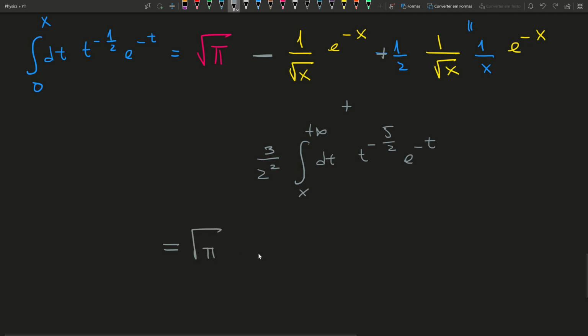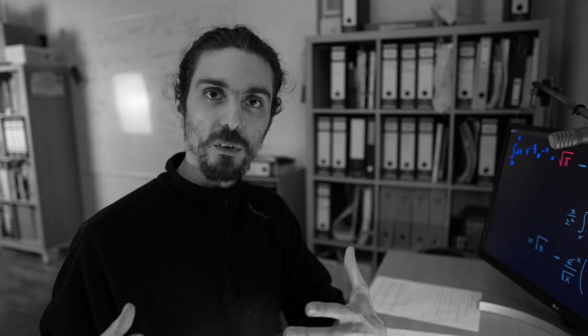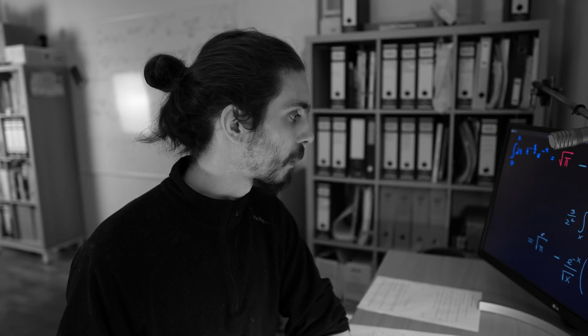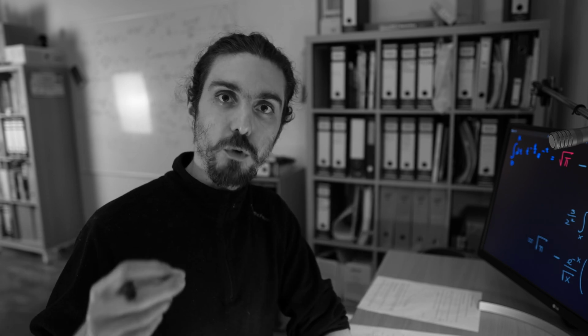Square root of pi minus exponential minus x, square root of x, and then 1 minus 1/(2x), plus the integral here. So the integral goes here. We have just found 3 terms in our expansion here. We can now go further and repeat integration by parts to get more terms. But for this lecture, I will just finish here and leave the work to you.